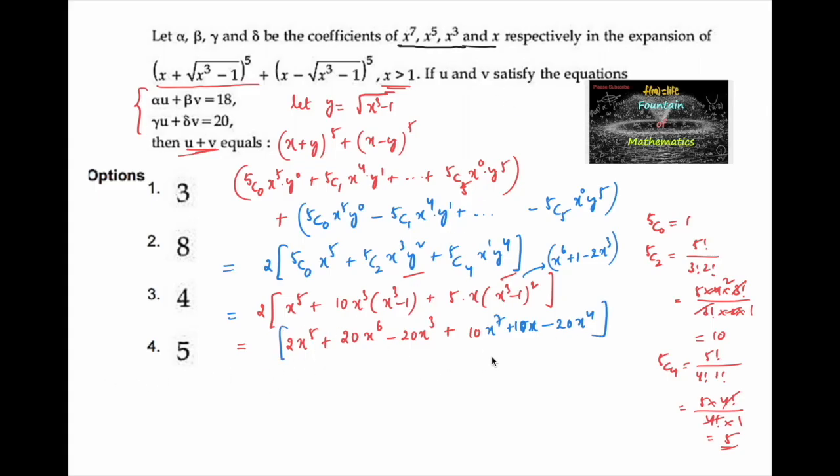So when comparing, the coefficient of x power 7, alpha, is equal to 10, and x power 5 coefficient is beta. So x power 5 term is only one, so beta is equal to 2, and x power 3 coefficient is gamma. So gamma is equal to minus 20, and x power 1 coefficient, that is delta, is 10.